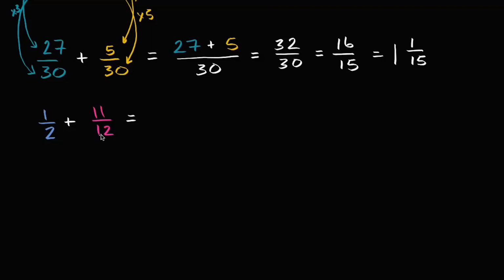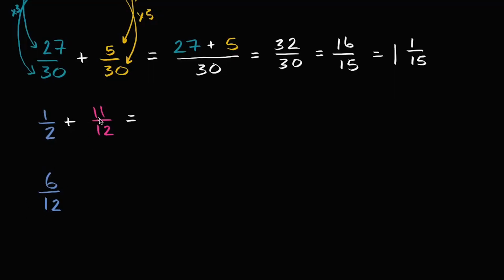So 12 is actually the least common multiple of 2 and 12. So we could write both of these fractions as something over 12. So 1/2 is what over 12? Well, to go from 2 to 12, you multiply by 6. So we'll also multiply the numerator by 6. And we see 1/2 and 6/12, these are the same thing. 1 is half of 2, 6 is half of 12.